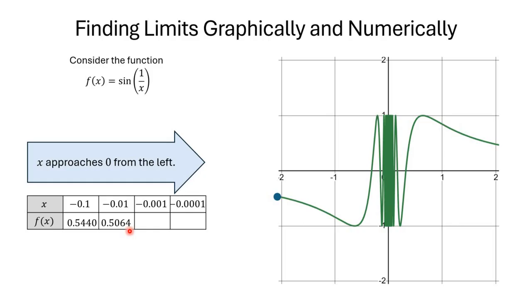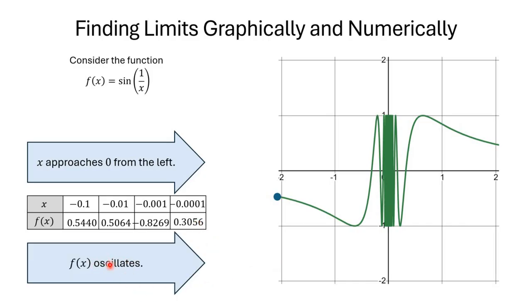0.5064. It looks like it might be converging on something. Then when I plug in negative 0.001, oh, this goes to negative 0.826. So these look like they might have been converging on something, but then this one goes all the way down to the negative side. When I plug in 0.0001, I can now get 0.3056. So it doesn't seem to be converging on anything, but it also doesn't seem to be blowing up or dropping down to negative infinity. It looks to me like these values are oscillating wildly, just very random. So let's see as we approach, and then it's just going to bounce up and down.